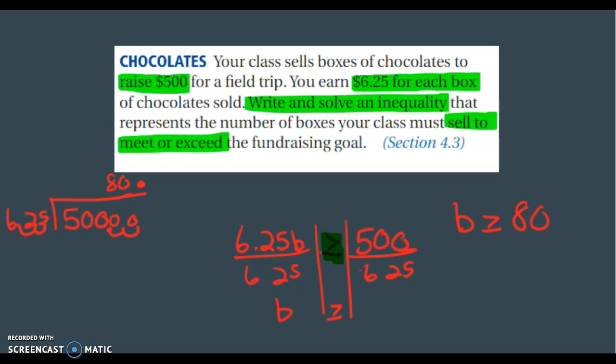So since it's a word problem, I'm going to go ahead and write that. So sell 80 or more boxes. If you just tell me it's 80 boxes, that's not true because I can also sell more than 80 to get above my 500. So make sure you're able to convert that inequality into an actual sentence. And then that is all I have for you guys. Good luck on your test tomorrow.